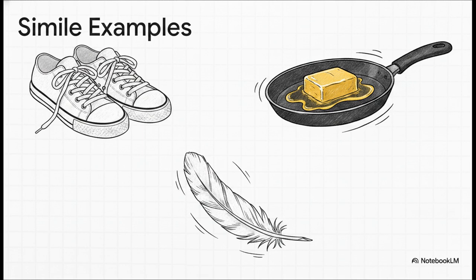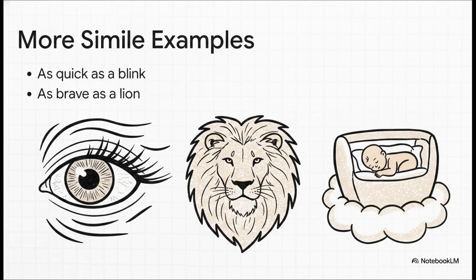Rounding out our 6 similes, we have 3 more that are just incredibly natural and relatable. As quick as a blink perfectly captures instant speed. As brave as a lion immediately conjures up this image of majestic courage. And sleep like a baby, using the word like this time, tells us exactly how soundly and peacefully someone is resting.